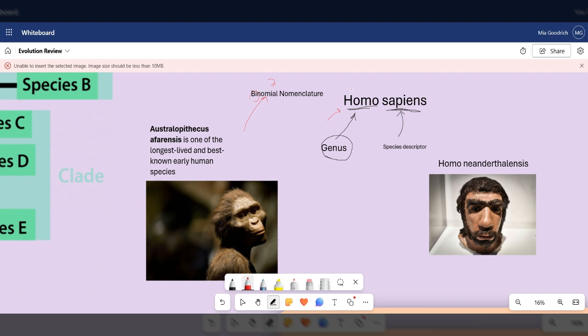Homo means man. The first part of our scientific name is called the genus. So for humans, our genus is Homo. The second part is our species descriptor. So for humans, our species descriptor is sapiens. So if we're talking with scientists and they want to refer to humans by their scientific name, they'd call us Homo sapiens, because they're using this system called binomial nomenclature.